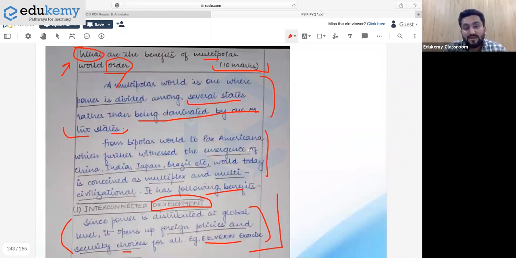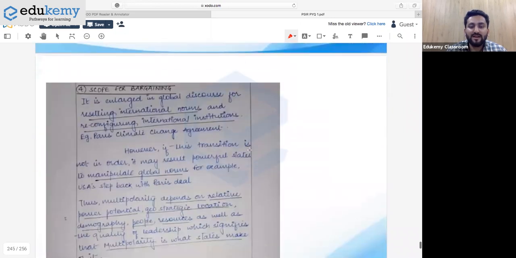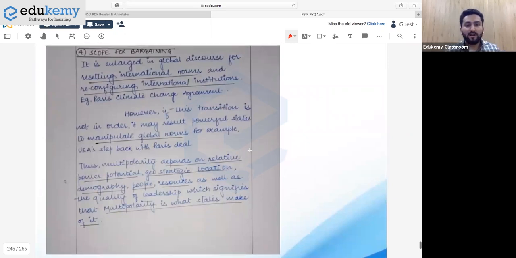which is considered the main benefit of multipolar world order, that is more chances of peace, this should also be used. And whenever I read the next line, I should say that in the last, you should also mention a counter argument. Yes, counter argument should be there.